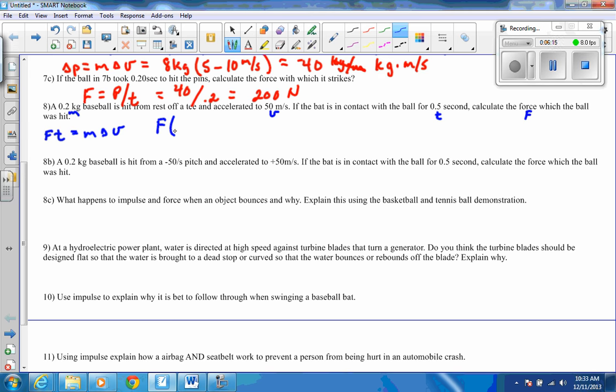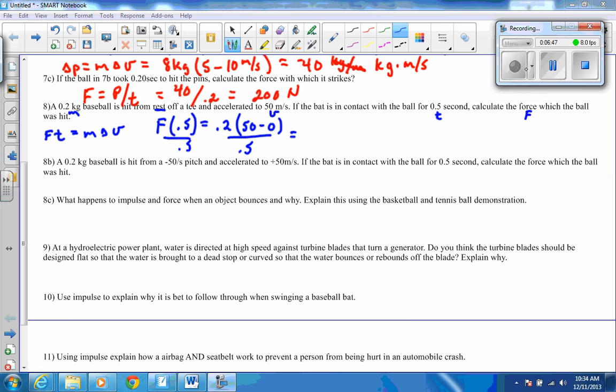F times my time of 0.5 equals my mass of 0.2. And my change in velocity, since it's hit from rest to 50: final velocity was 50, initial was 0. So now you simply divide both sides by 0.5 and multiply by 2. That'll end up being 20. And since it's force, it's newtons.